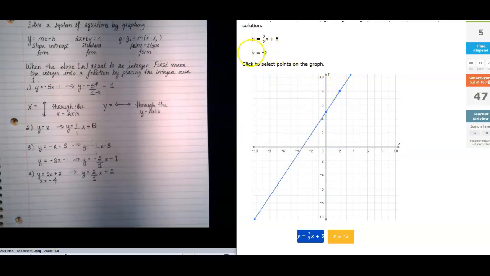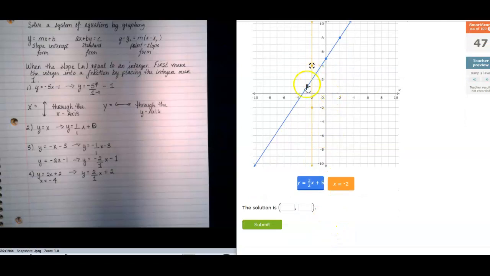And then we have x is equal to -2. So we come over here to -2. We can put our points any place on that line. And where the lines cross would be -2, 2, right here. So the answer to our system is -2, 2, or the solution is -2, 2.